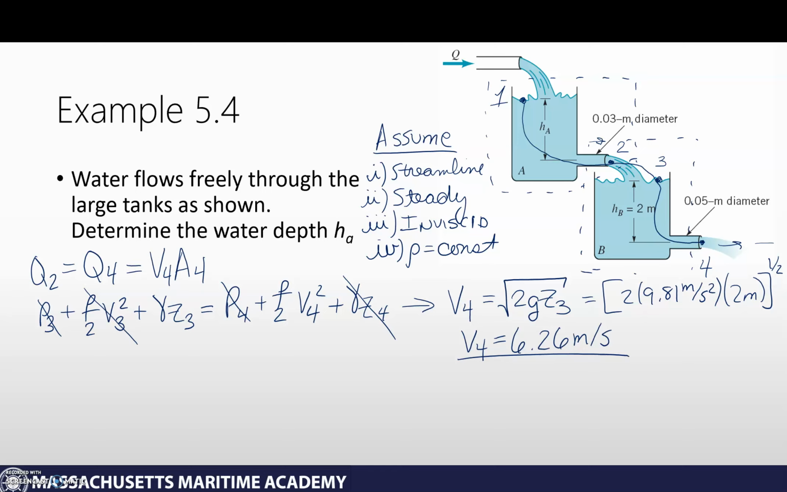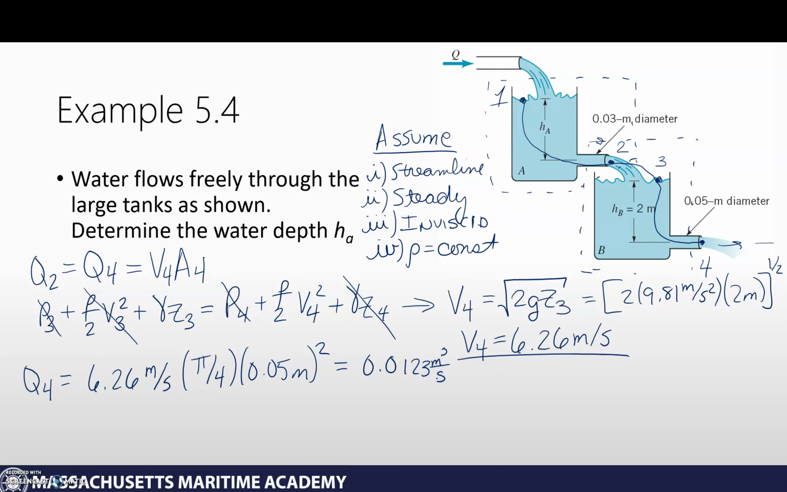So now that I know the exit velocity, I can calculate what Q coming out is. Well, Q4 is going to be velocity at 4, 6.26 meters per second, times the area at 4. So that's going to be pi over 4 times 0.05 meters squared. So that is my diameter. And so now if I calculate that out, 0.0123 cubic meters per second. So there is my flow rate coming out here at 4.